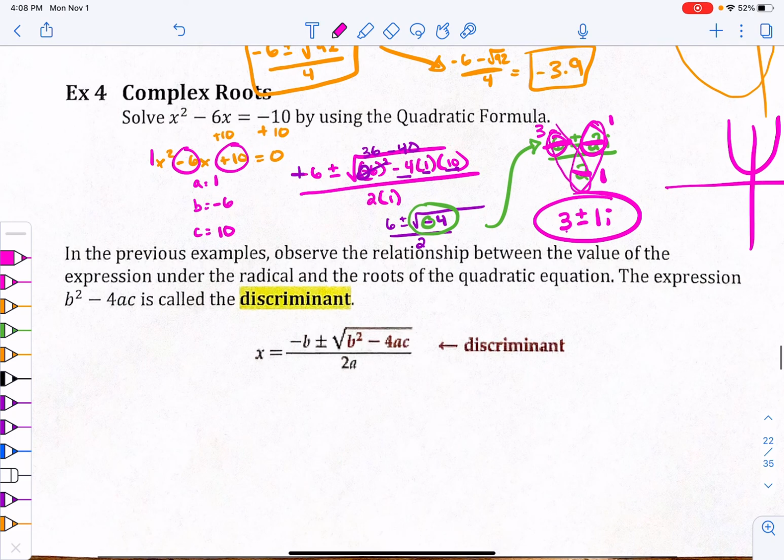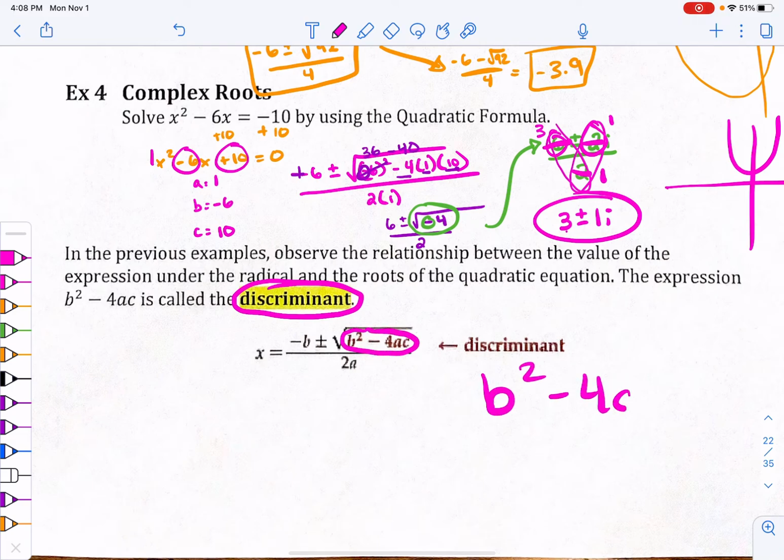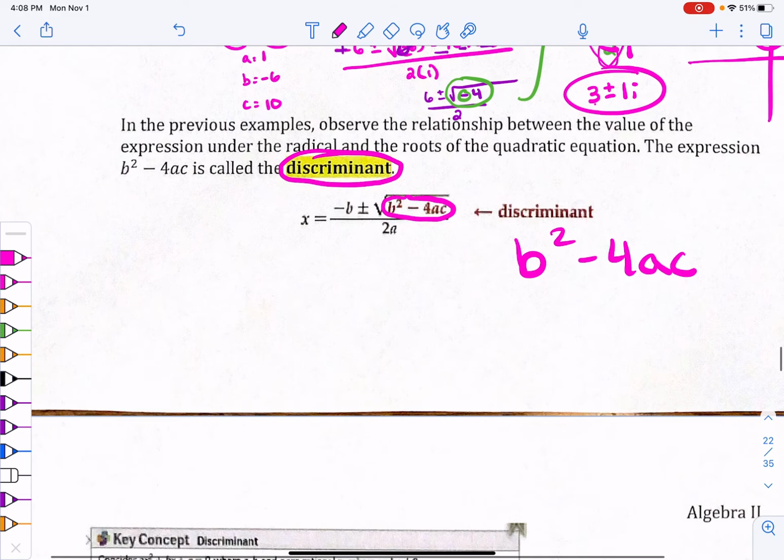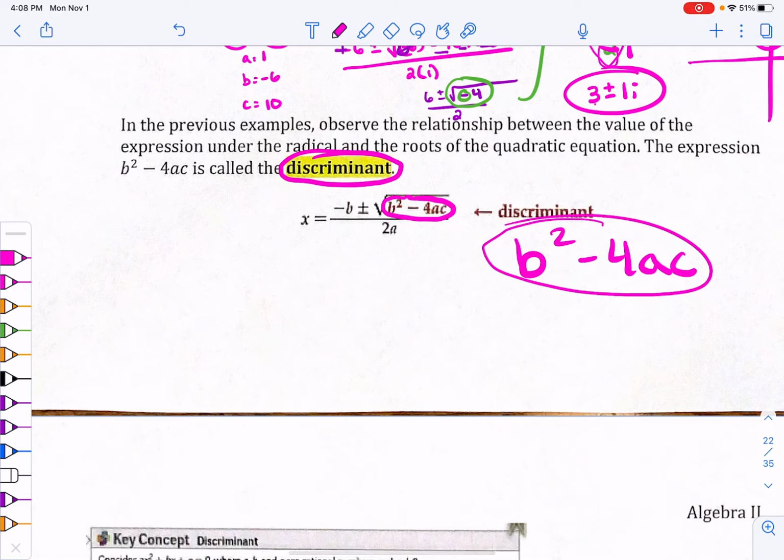Then they're going to talk to us about what's called the discriminant, okay? Now, the discriminant is just a piece of the quadratic formula, and is just the stuff that's underneath of the square root. The discriminant is just b squared minus 4ac. B squared minus 4ac, okay? So let me give you a scenario for the discriminant, and I'll show you how this works. Okay, b squared minus 4ac.